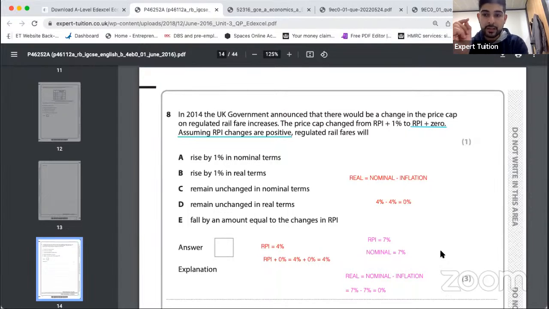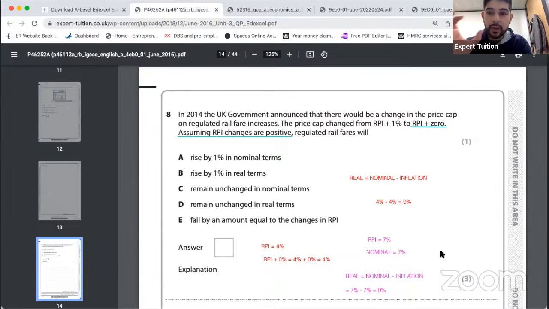The most commonly selected answer that was incorrect was C, remain unchanged in nominal terms. That is not true. Notice that the price changes in nominal terms by whatever RPI I've set, and I know it to be positive. The answer is D, remain unchanged in real terms. Bear in mind, by the way, the one that could have also tricked you was E.